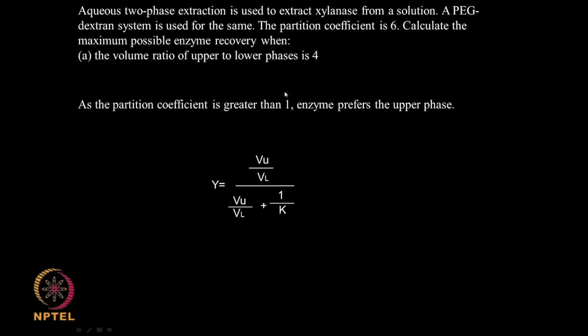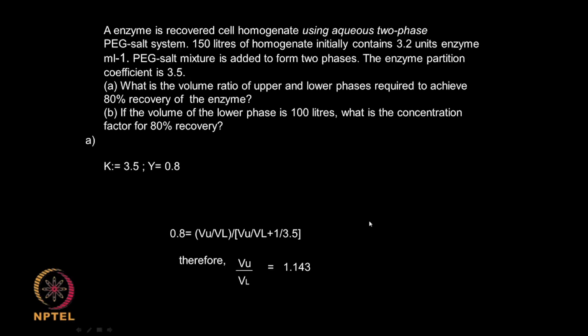And of course, the partition coefficient is greater than 1. So, it will partition to the upper phase, that you need to keep in mind. So, what do you get? 96%. So, with the ratio of upper to lower of 4, I am able to get 96% of the protein extracted if the partition coefficient is 6. Now, let us look at another problem.